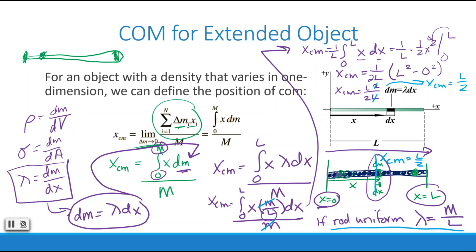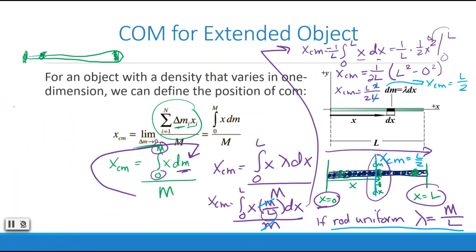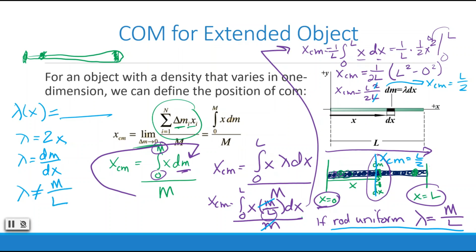So how would you solve this problem if the rod wasn't uniform? What would be different? Well, what they'll give you is a function for lambda as a function of x. So they might give you lambda is, say, equal to 2x. In which case, we can also assume that lambda is equal to dm over dx, but we cannot assume that lambda is equal to m over L, like we did over here. We assumed that lambda was m over L and substituted that in. And the reason is because my rod would not be uniform.